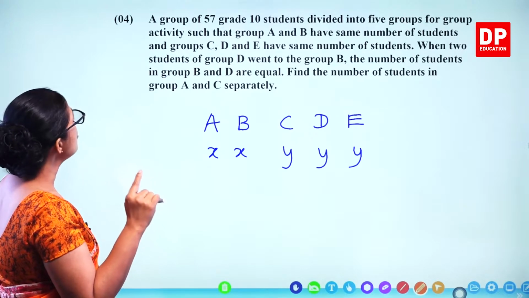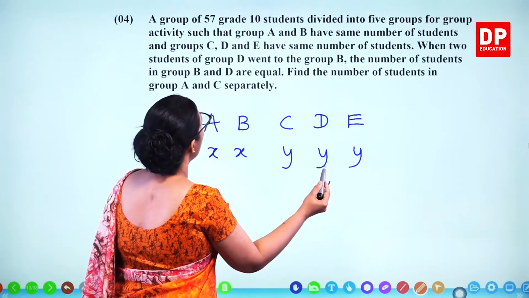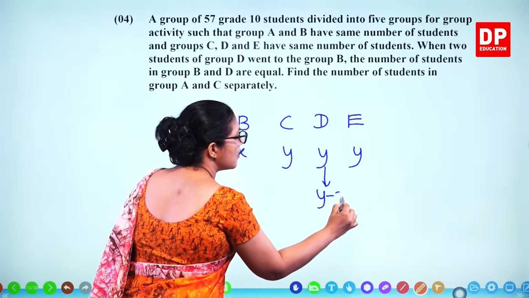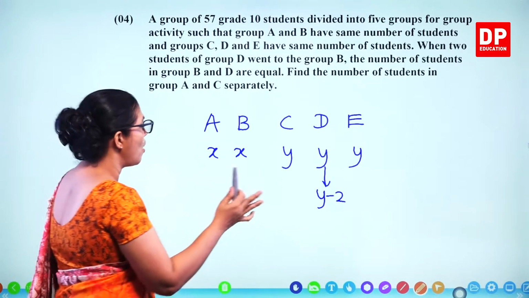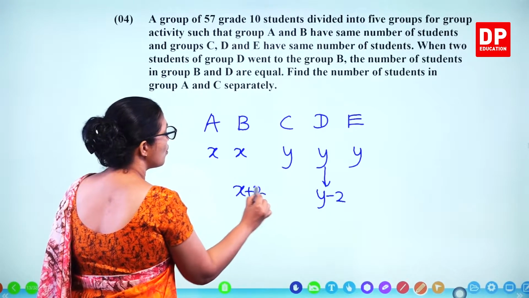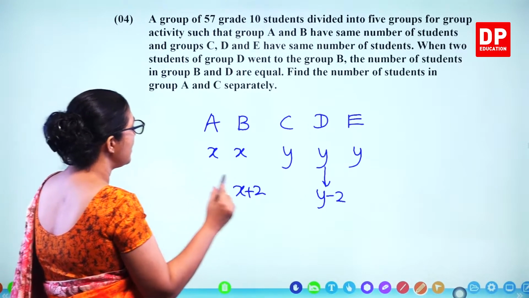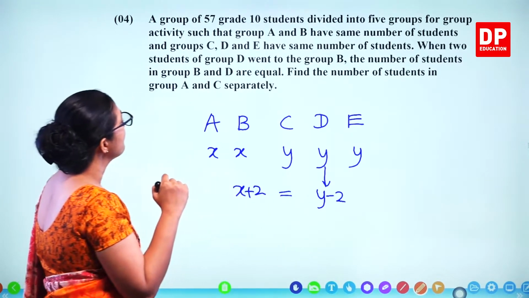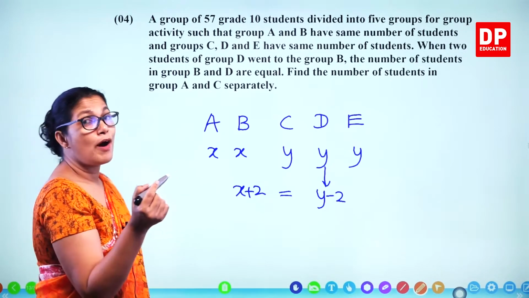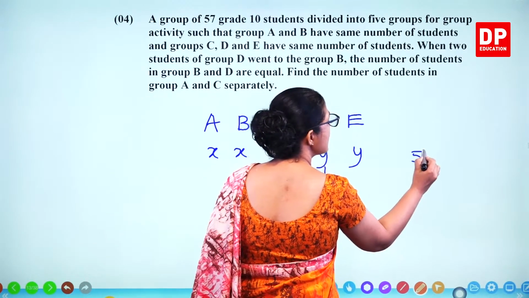And it says when 2 students of group D went to group B. So 2 students gone means you have to subtract 2, and then to group B, that means adding 2 to group B's number. The number of students in groups B and D are equal. So these 2 numbers are equal. Find the number of students in groups A and C separately. So this is about constructing equations. So altogether 57 students are there.